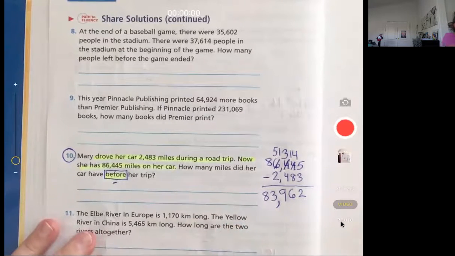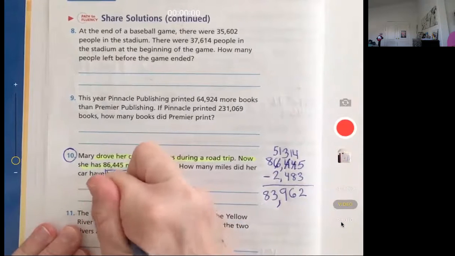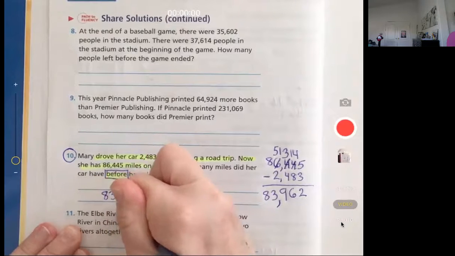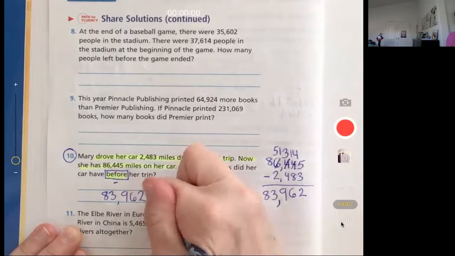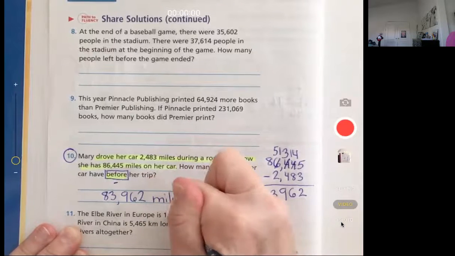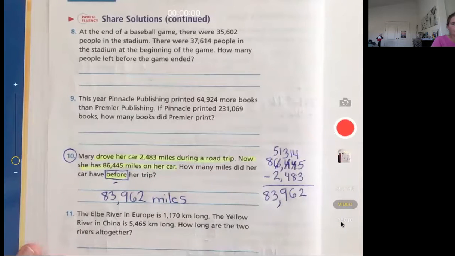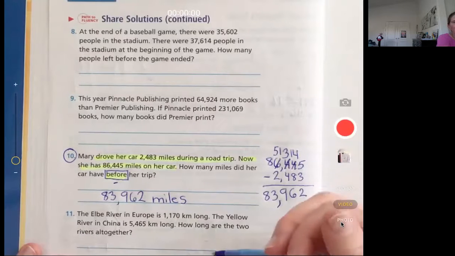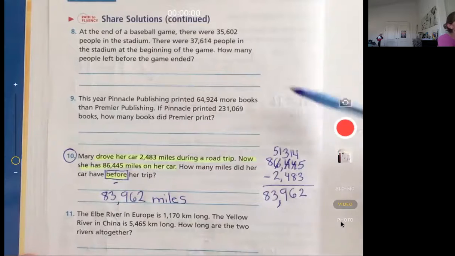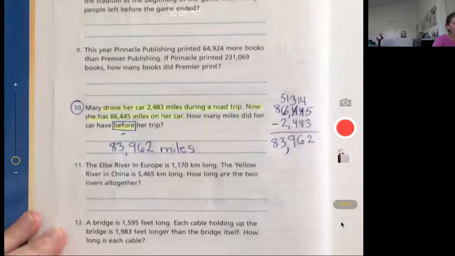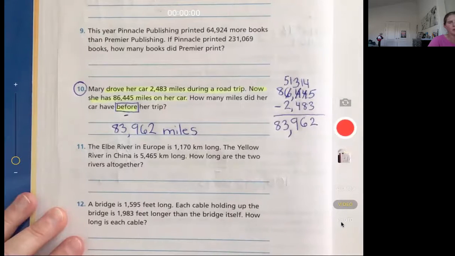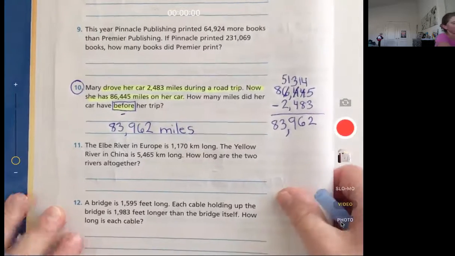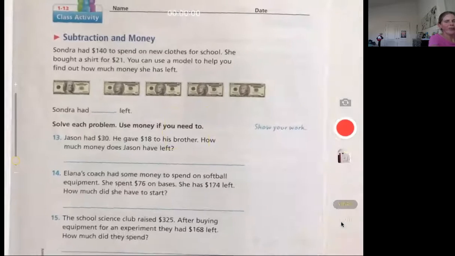So there's my answer. Before her trip, she had 83,962. We're talking about miles. So be sure you put your units down. And there it is. So I hope that you did this one with me. You can pause this. You can go back. You can do it again. I do want you to practice the remainder of this page. So there will be 4 word problems for you to do on your own.